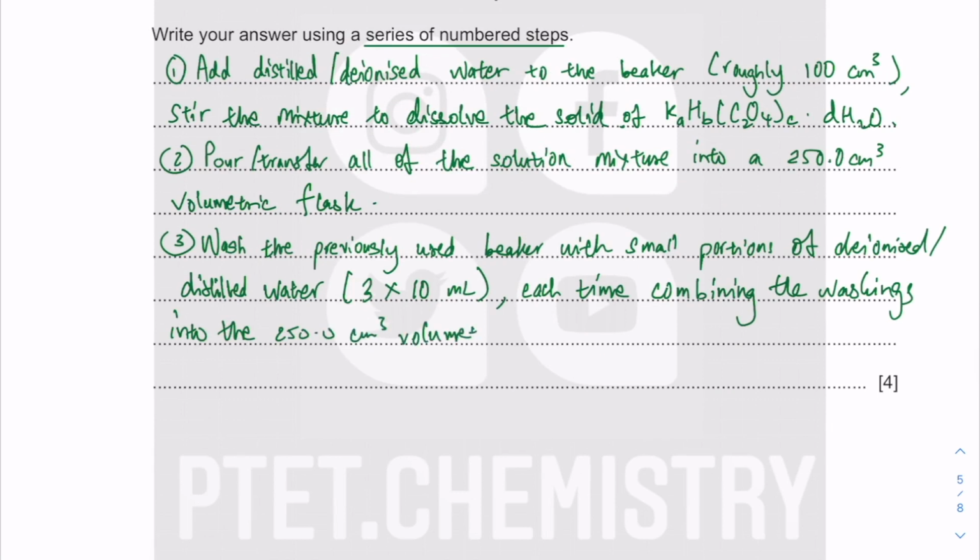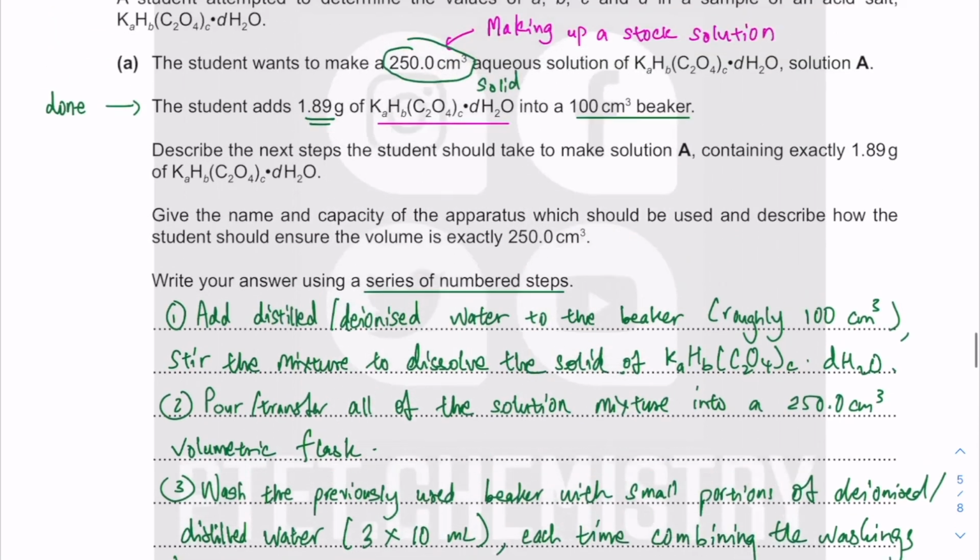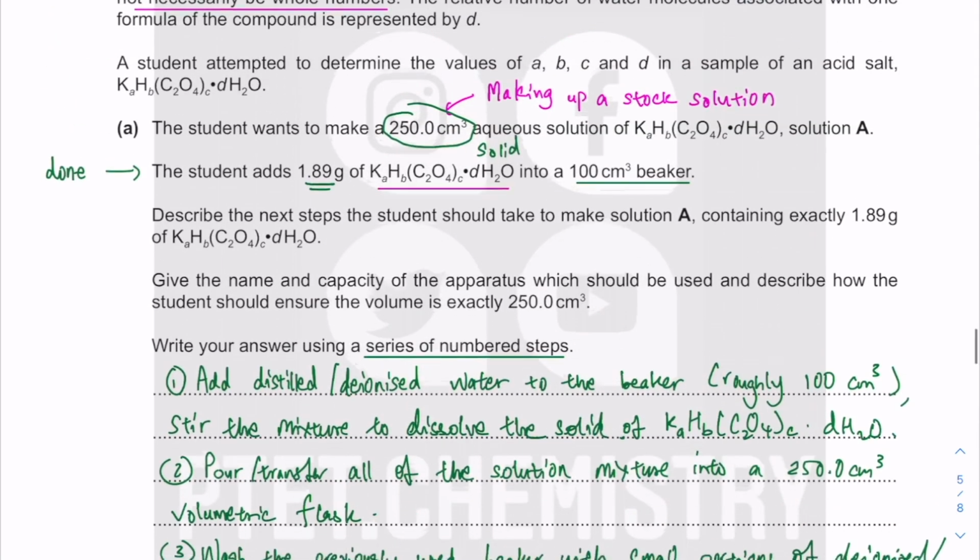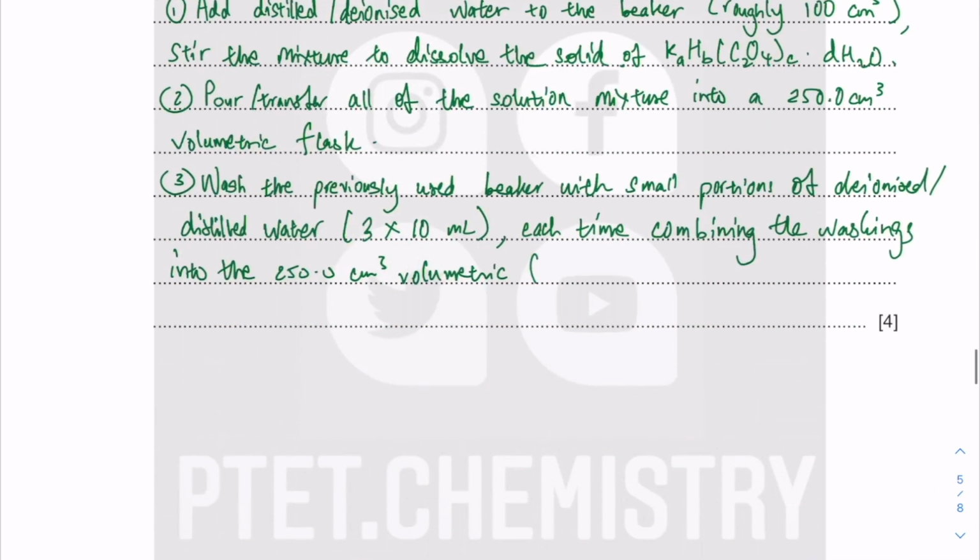The idea is to try and wash or get all of the solid that you're trying to dissolve in more small portions of water. Remember, around 30 ml, around 100 cm cube or 100 ml, it still hasn't reached 250 yet. So we combine the washing. So now we are ready.